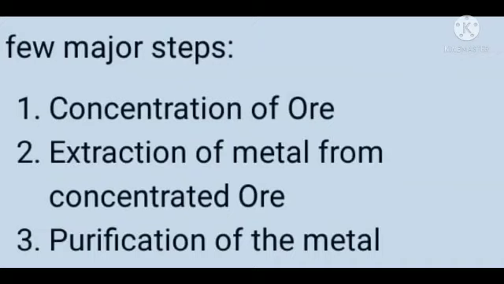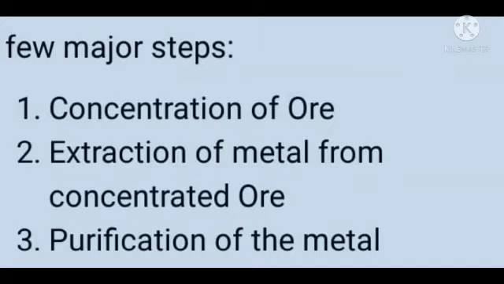Okay. Now we can enter into the steps. The extraction of metal from ore mainly involves three steps. Do you remember what the three steps are? The first one is the concentration of ore. Second one, the extraction of metal from the concentrated ore. Third one, the purification or refining of the metal. These are the three major steps involved in the extraction of metals from ore. Likewise, here also these three steps are there.